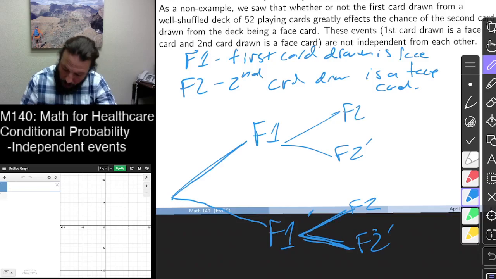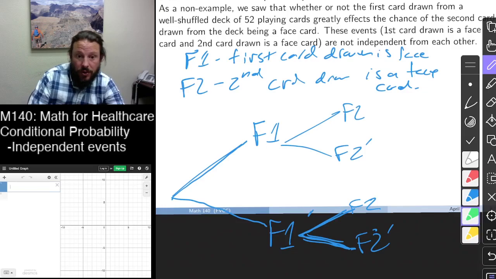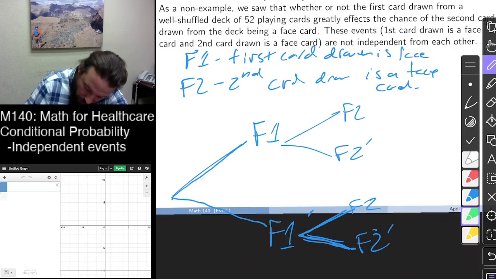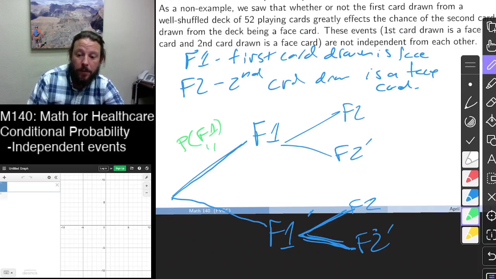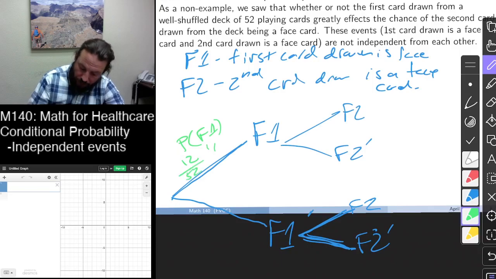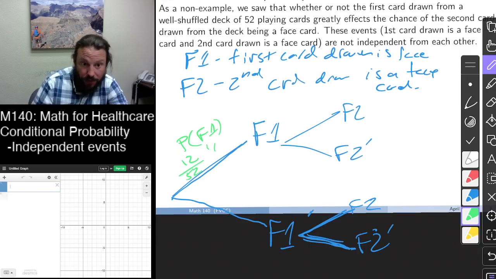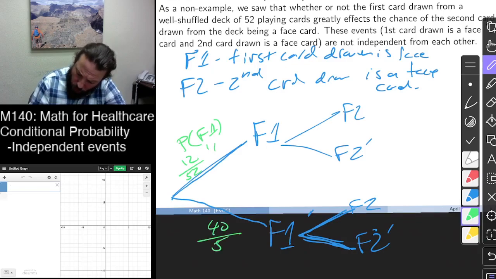Now, what goes in these? Try and fill this out on your own, but this is the probability of F1, that is face cards. We have 12 face cards out of 52 cards. So that's our probability of a face card being drawn first. The probability of a face card not being drawn first is 40 out of 52.